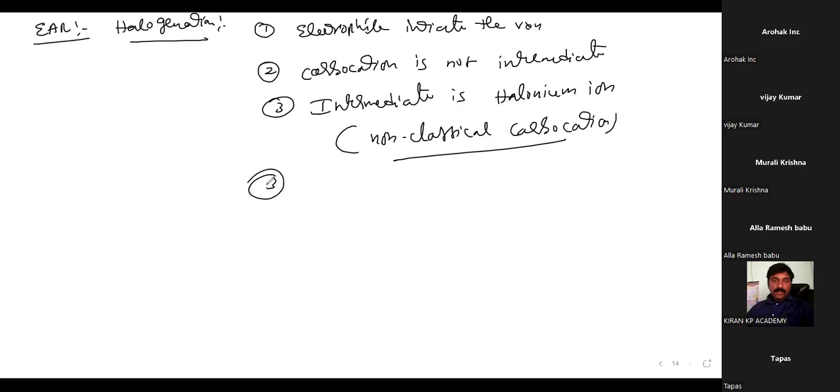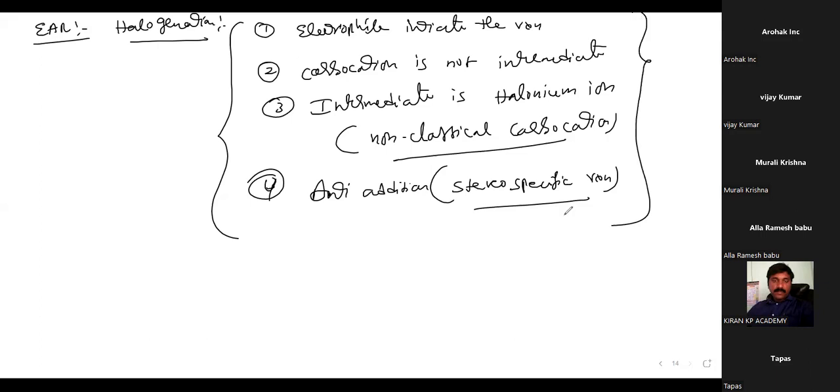Now, the fourth point: this reaction is an anti-addition. This anti-addition type, we call a stereospecific reaction. I'll explain the details of this when we do the mechanism. So you should have the idea of these points. Once you have gone through these points, we will discuss the mechanism and applications, how you solve it, syn, anti and all. Within 10 minutes we can complete, no issue. If you are done with this, I am proceeding.